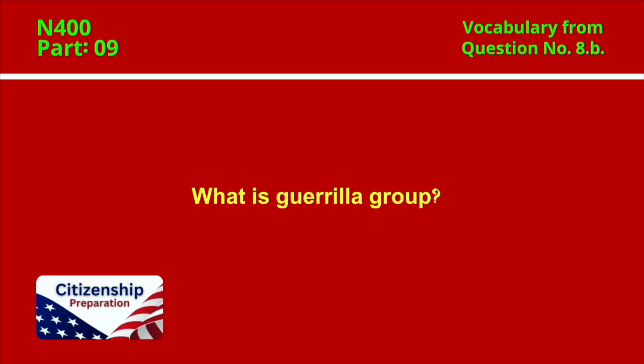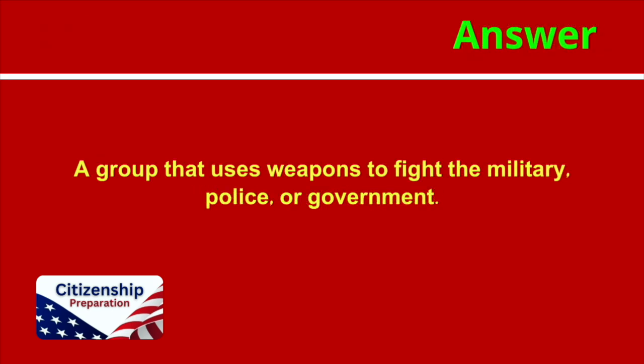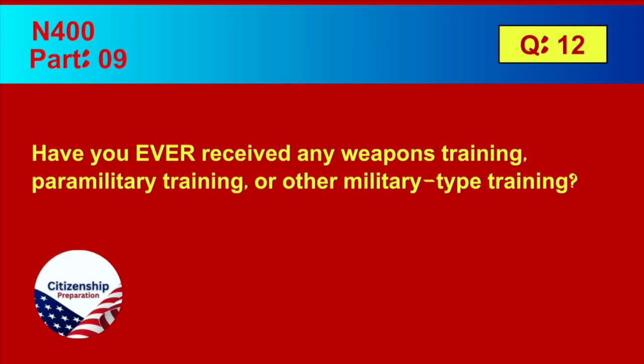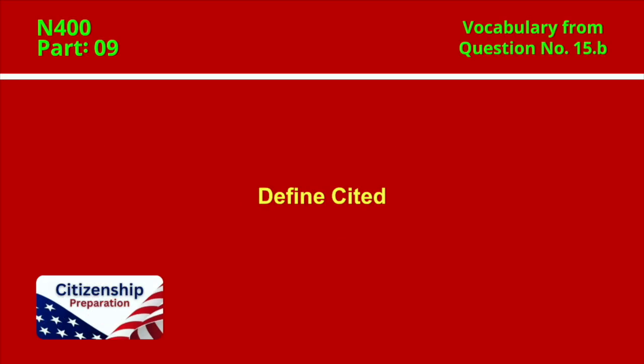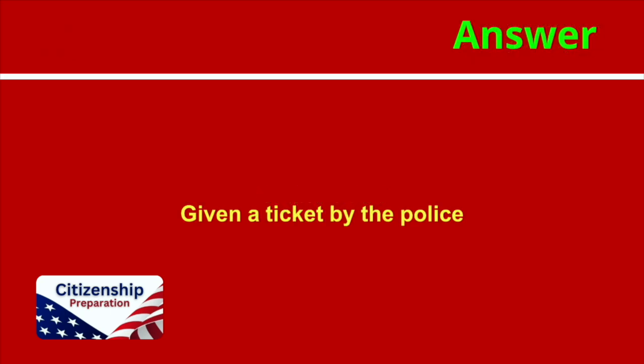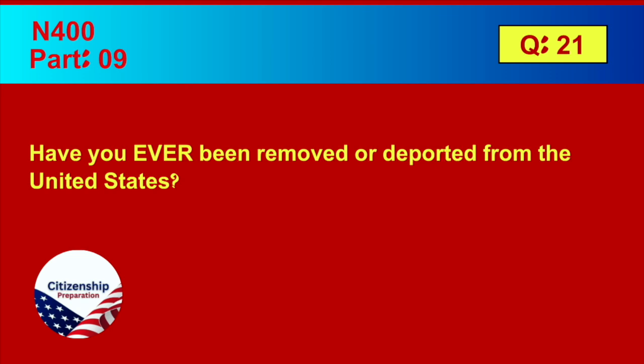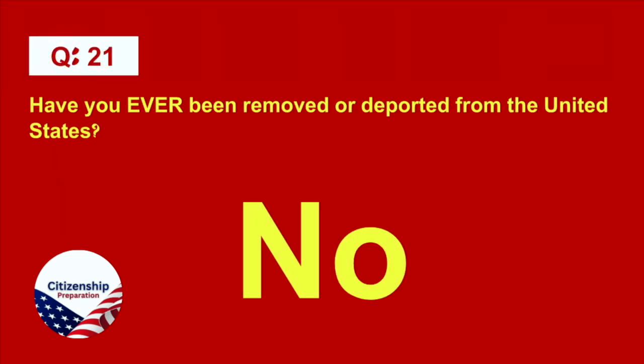What is guerrilla group? A group that uses weapons to fight the military, police, or government. Have you ever received any weapons training, paramilitary training, or other military-type training? No. Define cited. Given a ticket by the police. Have you ever been removed or deported from the United States? No.